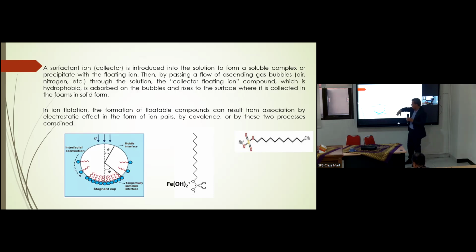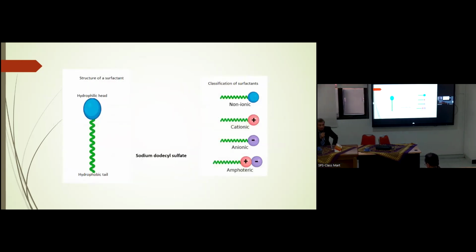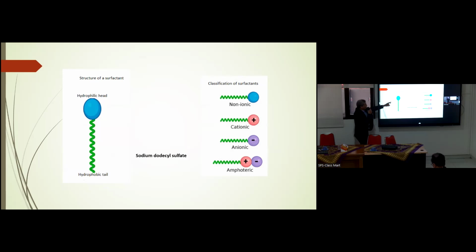So we can remove them by collector and bubbles. It is clear, I think. So I said that we have a hydrophilic head and hydrophobic tail. This is the surfactant in general. We have 4 kinds of surfactant. Non-ionic, there is no ion. Cationic, anionic, and amphoteric, where we have cation and anion at the same time.